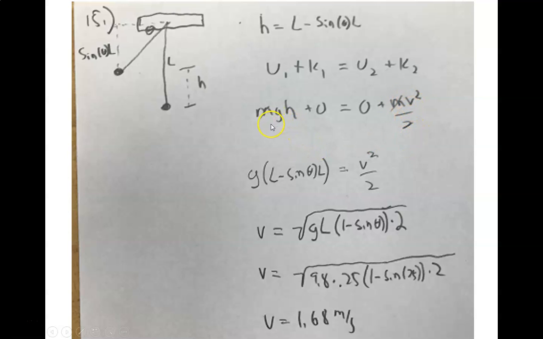So gh equals v squared over 2. Substituting in for h, we get g times L minus sine of theta times L. So substituting in for h and solving, we get that as our equation. So v equals the root of 2gL times (1 minus sine theta). And then sticking in numbers, we get 1.68 meters per second is how fast it would be moving.